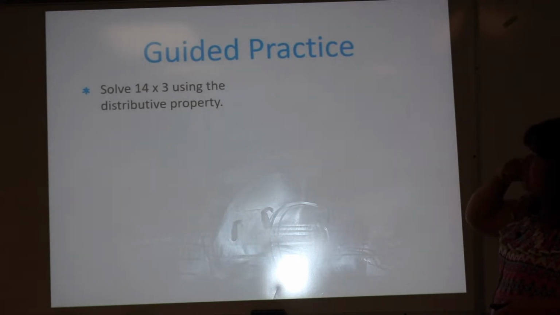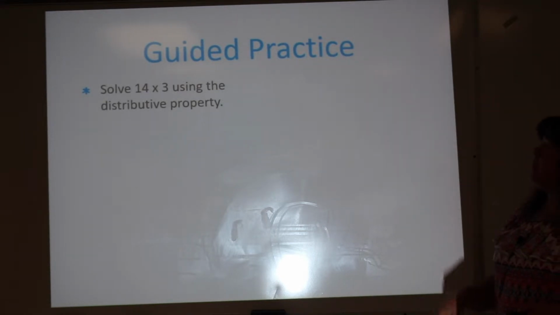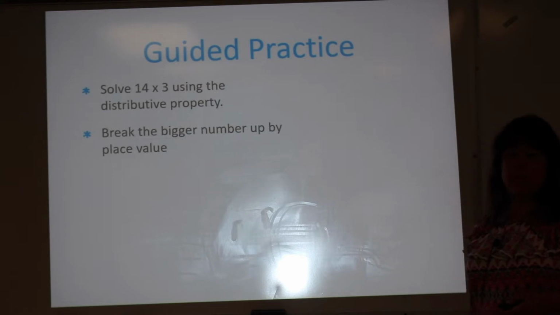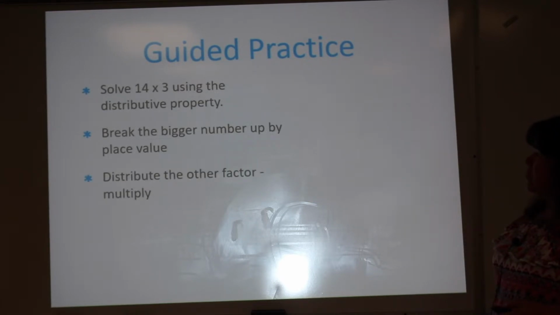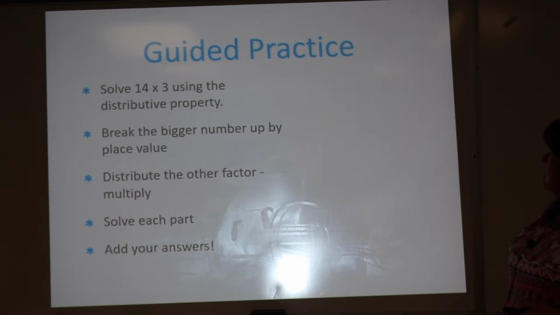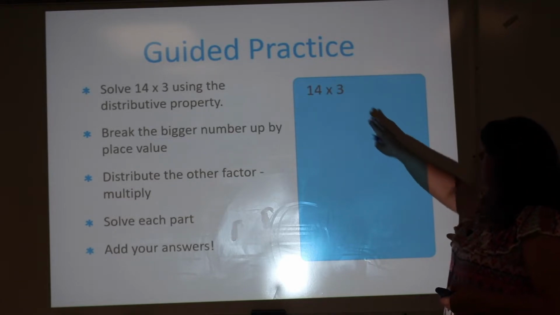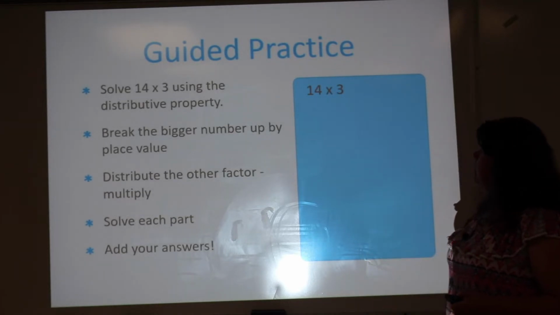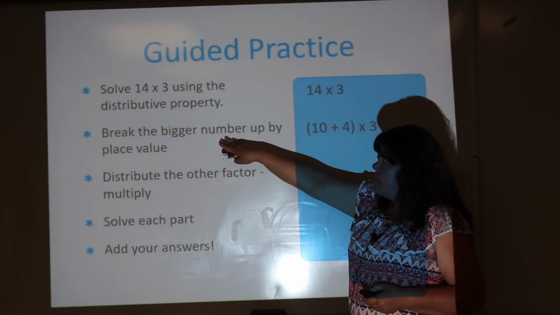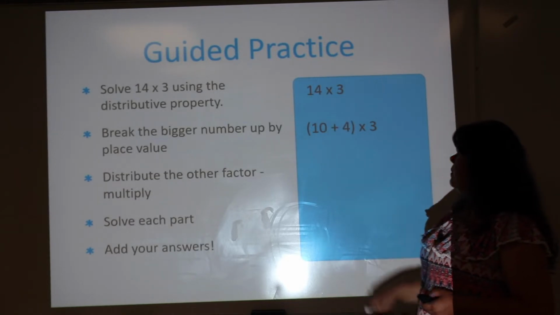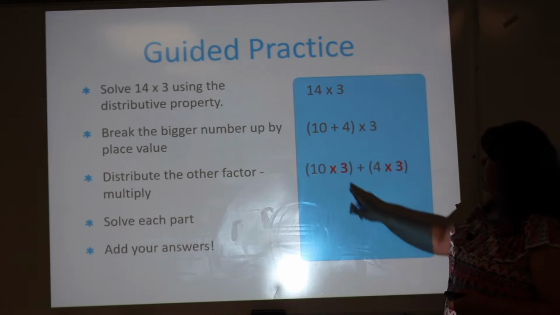So let's solve 14 times 3 using the distributive property. I'm going to break my bigger number up by place value. I'm going to distribute the other factor and then multiply. And then I'm going to solve each part, and then I'm going to add my answers. So here's where I'm going to be putting my work. So 14 times 3. Break the bigger number up. So I've got 10 plus 4. That's still 14. Now I'm going to distribute those.